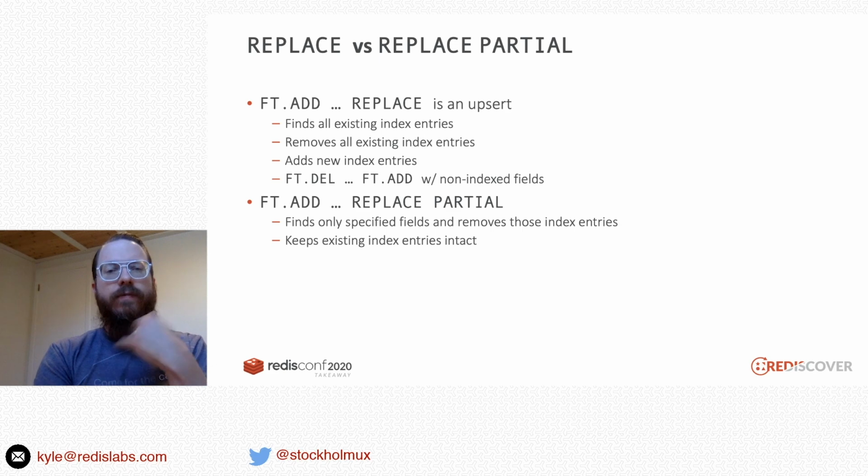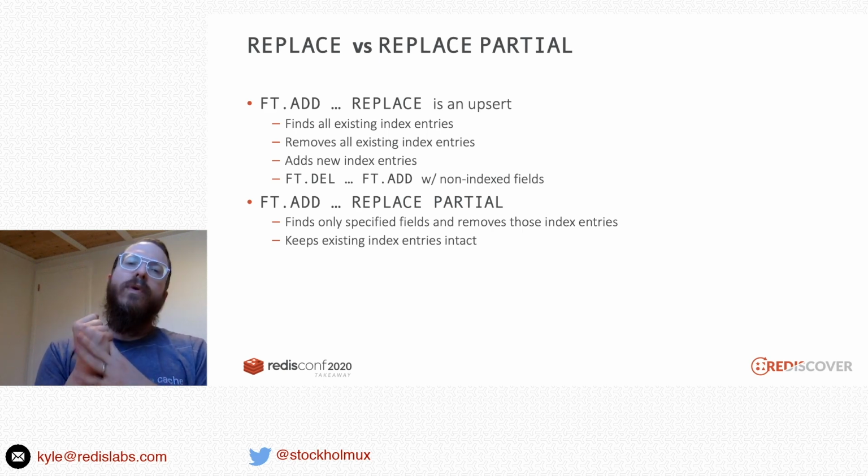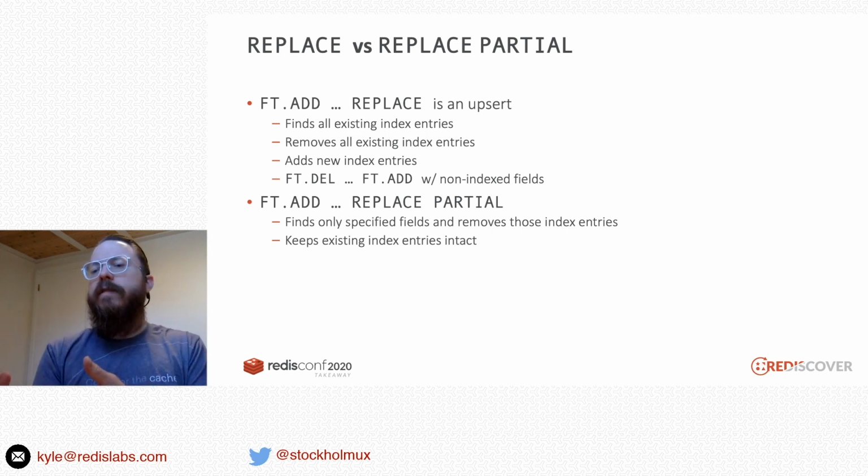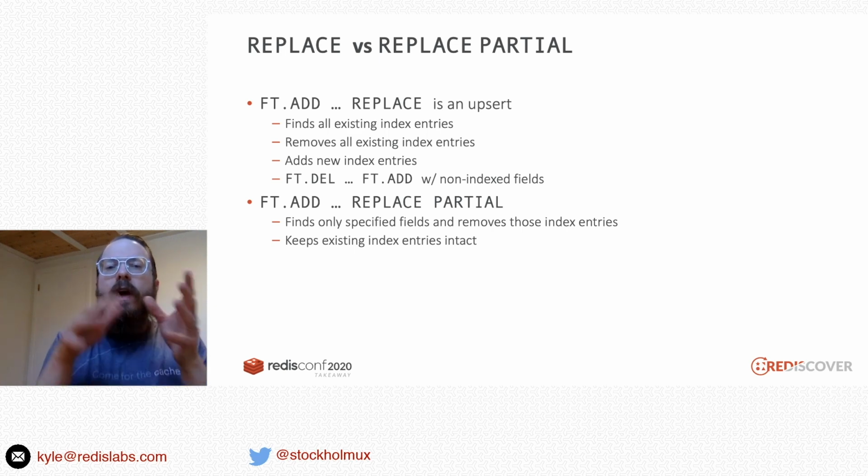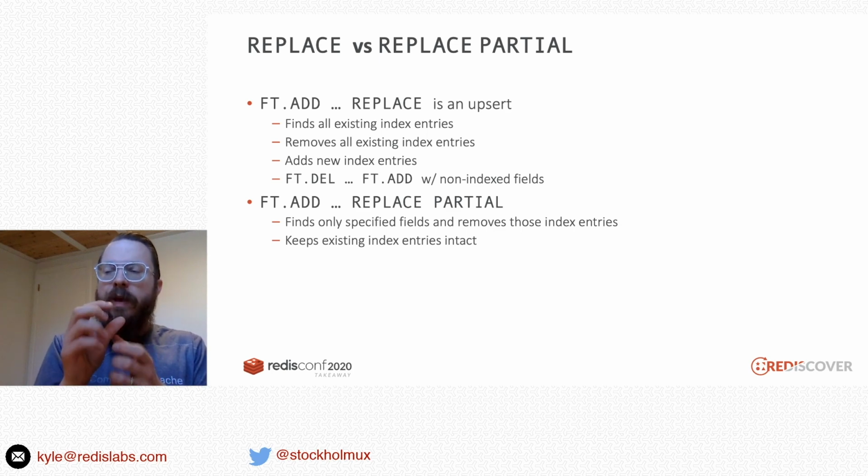So think if you have 5 fields and you want to REPLACE PARTIAL with one of those. That will keep the other 4 fields in their existing state, and then the one field that you're doing will find all the index entries for that, remove those, and replace it with the next one. So this enables you to do a couple different things, right? This enables you to do small kind of in-place updates to your documents and keep the index really up to date.